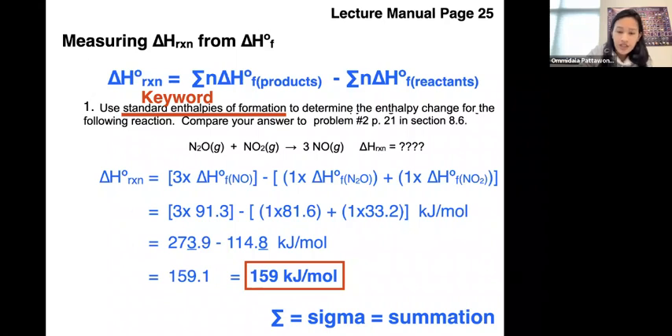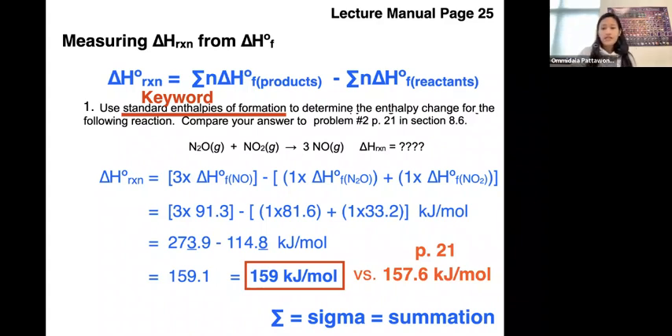Okay, so let's compare your answer. If you compare this value with the value that we calculated earlier from Hess's law, which is from page 21, you are going to see that what we calculated on page 21 was 157.6. If you're looking at the margin of error, these two are within about 1 kilojoule per mole of each other. So these two are acceptable. That means they are very similar in this case.